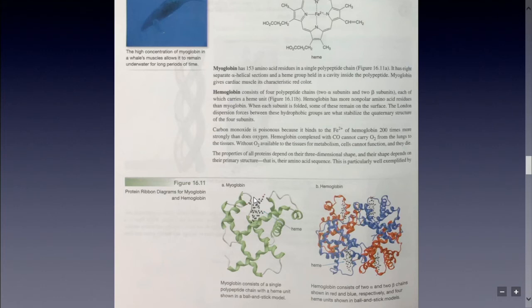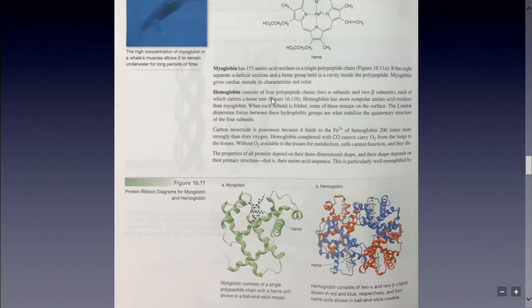Let me finish this. Myoglobin also has that heme group held in this little cavity inside the polypeptide, and it basically gives cardiac muscle the ability to hold on to oxygen. And the book says it even helps the muscle have its red color. Not that that's important, but it does give the muscle the red color.